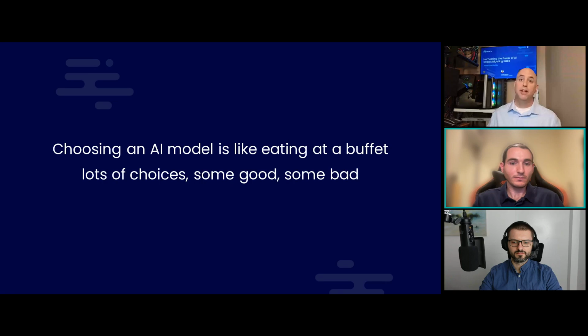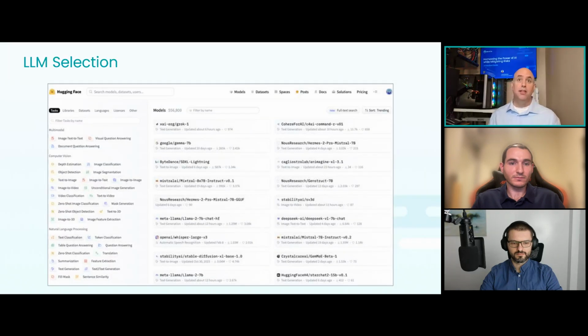No, that's great information. So choosing an AI model is like eating at the buffet. There's lots of choices, some good, some bad, and we're going to get into that now. So take a look at Hugging Face. Hugging Face has over 550,000 models. It keeps growing on a day-to-day basis.